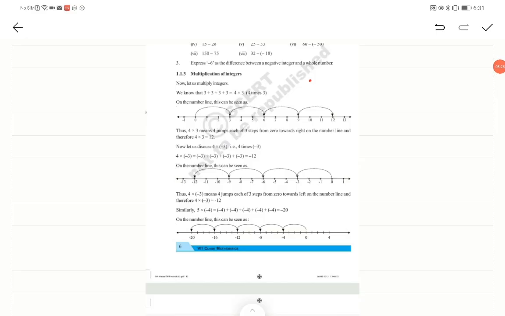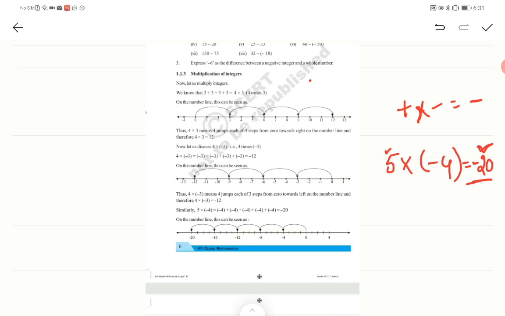let's take 5 into minus 4. First let's do it with the normal rules of multiplication. 5 is a plus number and this is minus. Plus and minus, what will your output sign be? Minus. So your output will be minus. 5 into 4, 5 fours, is 20. According to our calculations, the answer is minus 20.